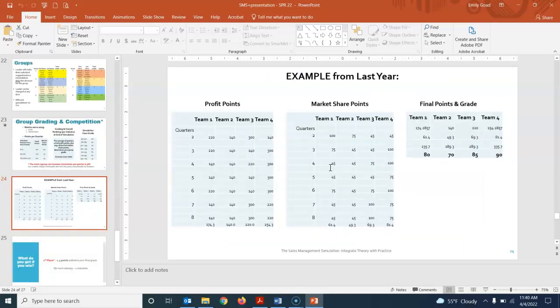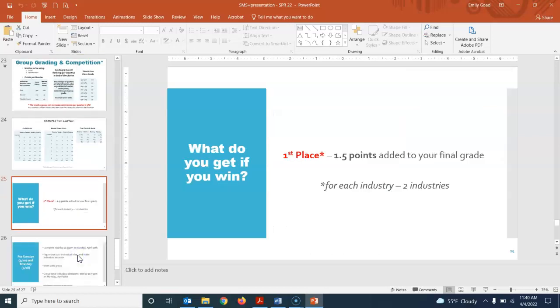This is just an example you can go through of what profit points might look like and market share and how that comes to a grade. For example, team 2 basically came in last every time, so made a C. You can go through that. First place in both industries will get 1.5 points added to your final grade.